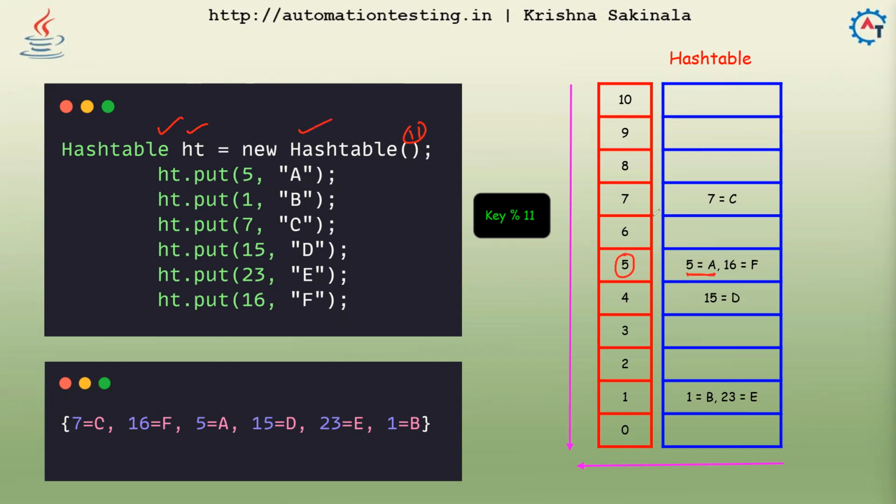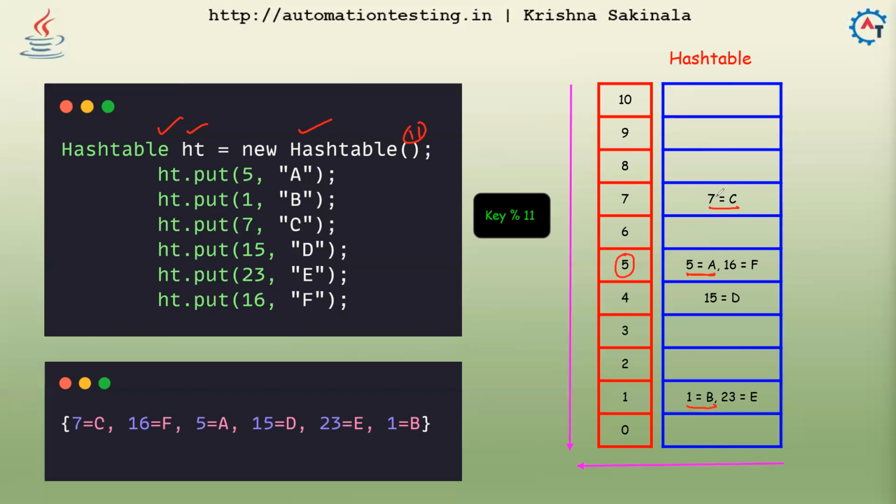Okay. Now 1 is equals to B. In the 1 place, 1 is equals to B. Okay. In the 7th place, 7 is equals to C. Right. So these are hash codes. According to that, I am storing them there.